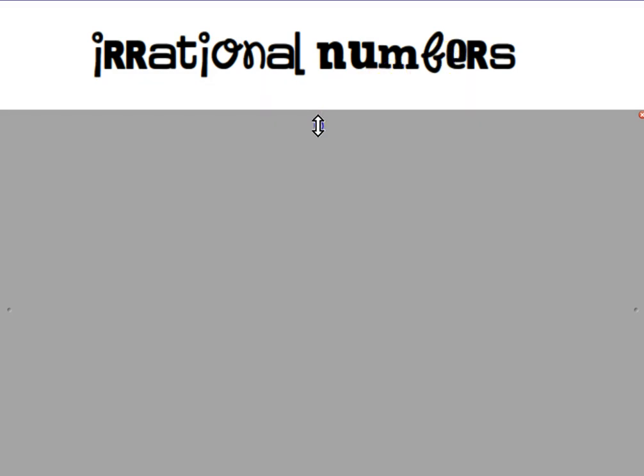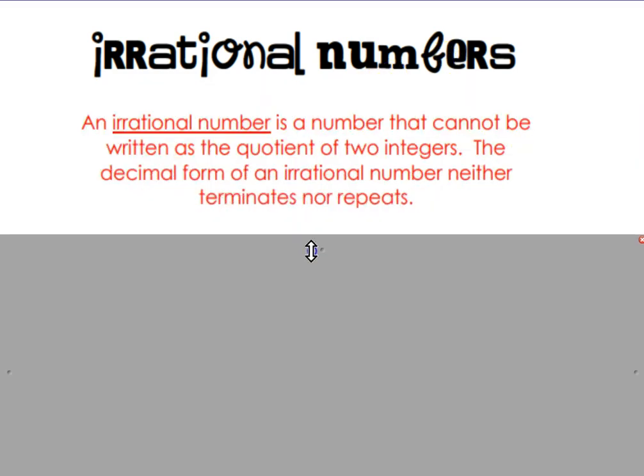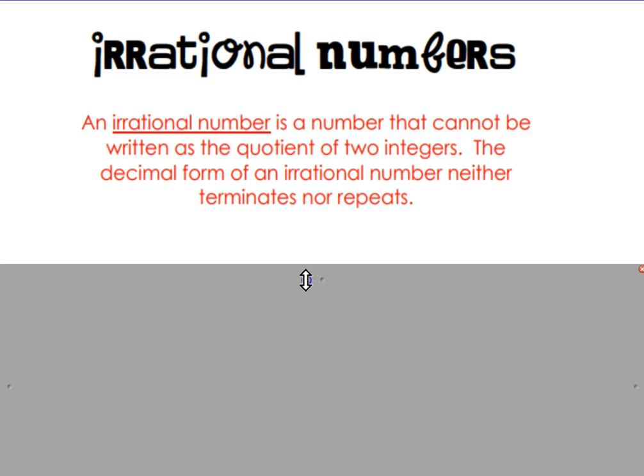An irrational number is a number that cannot be written as the quotient of two integers. So fractions are not irrational. The decimal form of an irrational number neither terminates nor does it repeat. Okay, so on that flap, I want you to think about what this is saying. It's telling you an irrational number is a number that can't be written as the quotient of two integers, and it neither repeats nor does it terminate.